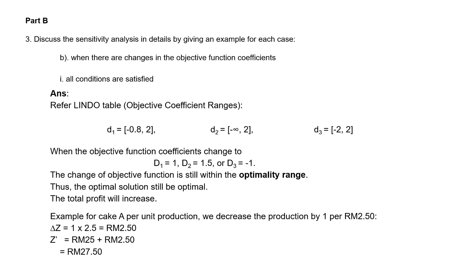For example, for cake A, per unit production, we change the production by increasing or decreasing by 1, at RM 2.5 per unit. So when we change the production by 1 in the coefficient for cake A, which represents coefficient x1, then we can see the new profit for this optimal solution is 27.5 for the new profit.